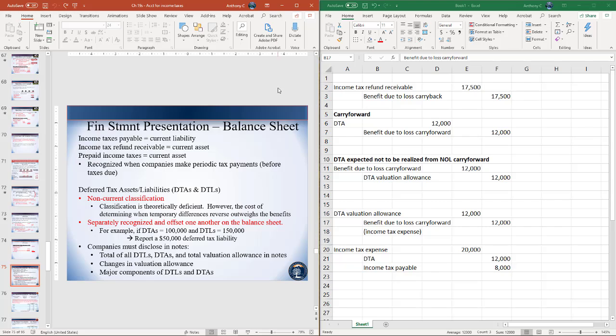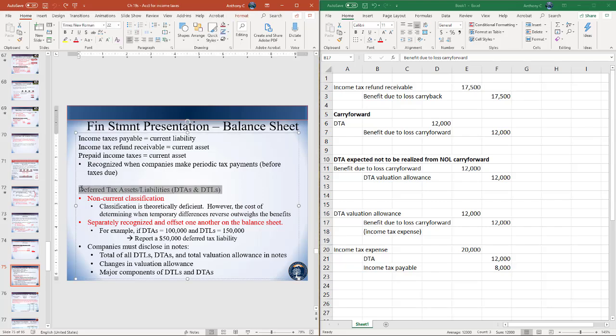So I'm not going to ask you too much about disclosure in this class. However, you should know that income taxes payable is the amount of taxes currently due to the IRS. So it's a current liability. If a company has an NOL carryback and it has income tax refund receivable, this is again a current asset. And then finally, if a company prepays any of its income taxes, so if they make periodic tax payments, this is also a current asset.